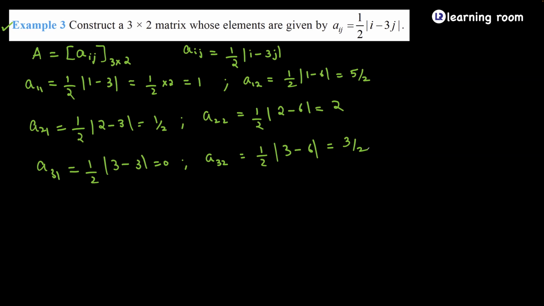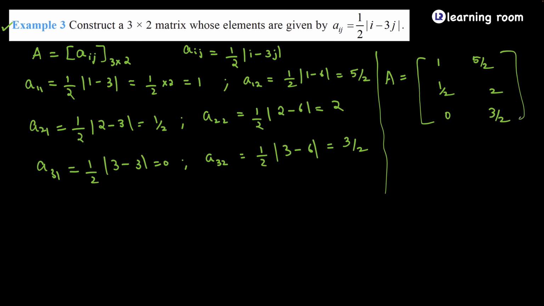So what is the matrix? When you combine everything and write A, it is of the format 1, 5 by 2, half, 2, 0, 3 by 2. So this is the answer. I hope you all could solve it. Shall I proceed?